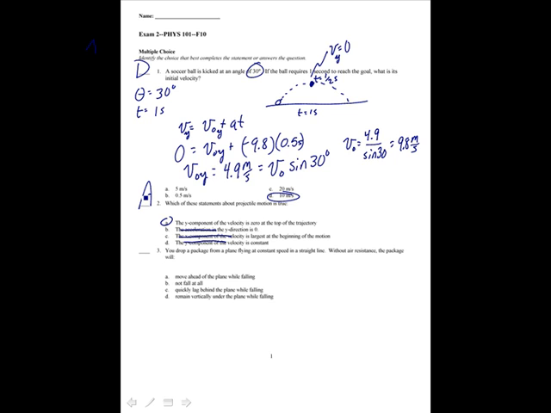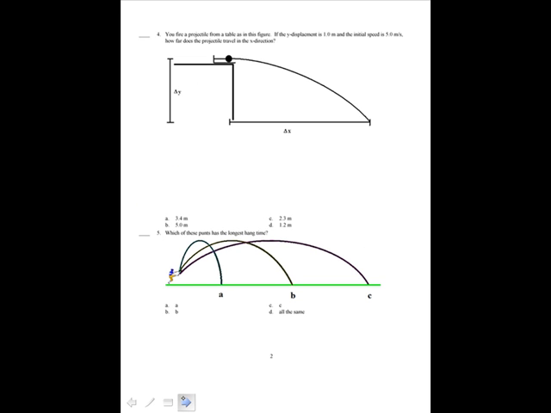You drop a package from a plane flying at a constant speed in a straight line. Without air resistance, the package will remain vertically under the plane. You fire a projectile from a table, as in this figure. If the y displacement, this distance, is 1 meter, and the initial speed is 5 meters per second, so v naught is 5 meters per second, and of course the angle here is 0, so it makes it a bit easier. How far does the projectile travel in the x direction?